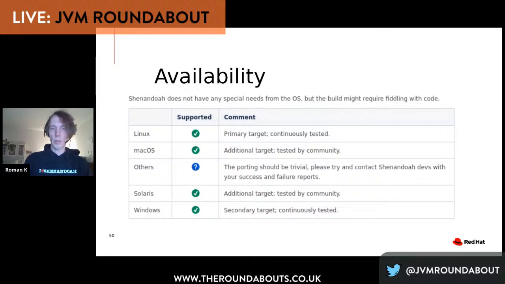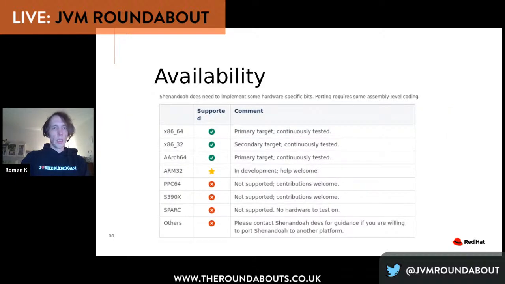Others, if we have other requirements, contact us. We should see what can be done. Hardware-wise, Shenandoah is running on Intel 64 and 32-bit systems. It's running on the new ARM 64 systems. We have work in progress on ARM 32, but it's not done yet.